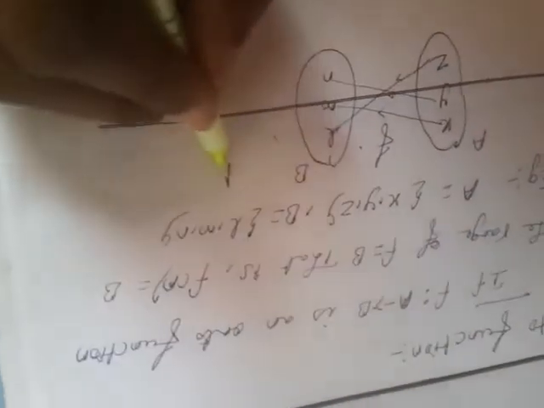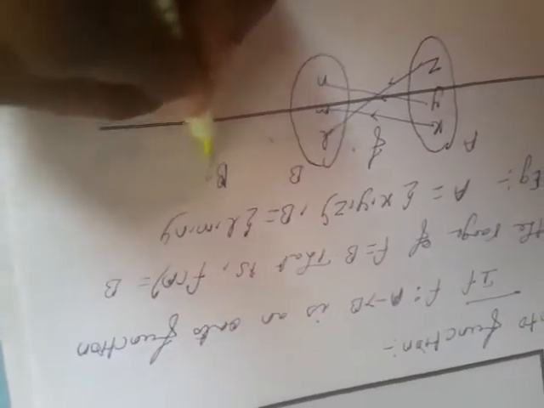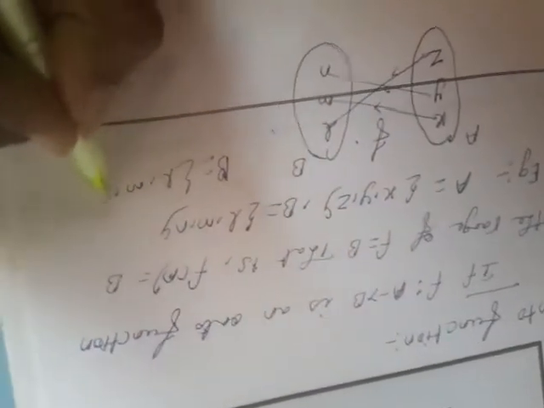Example: x, y, z, and B values L, M, N. X is connected to M, Y connected to N, Z connected to L. Like that, every element has a unique image in B. Like that is called the one-to-one function. But the same thing here, codomain values, otherwise B values, were L, M, N.